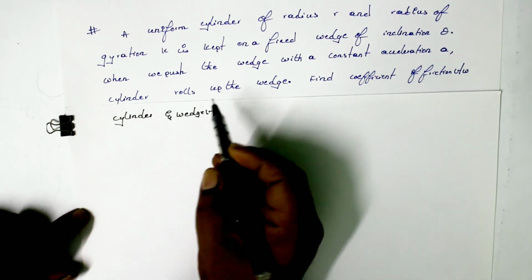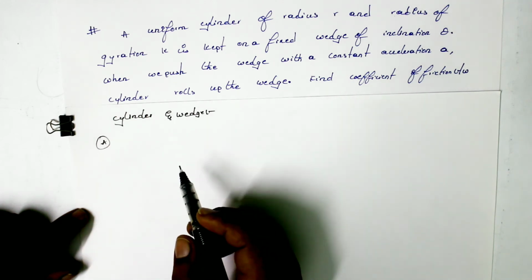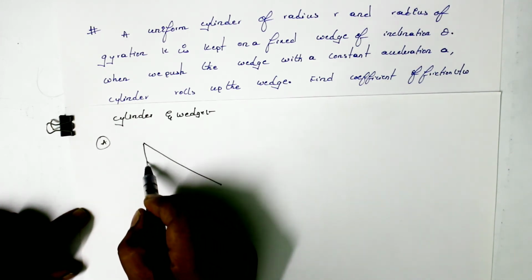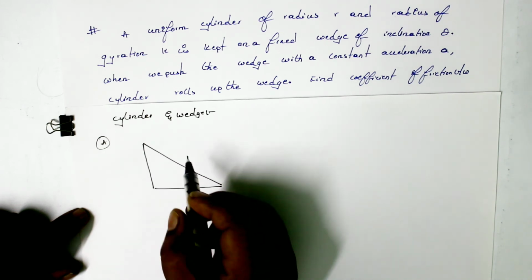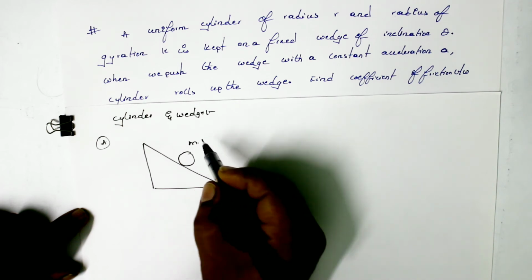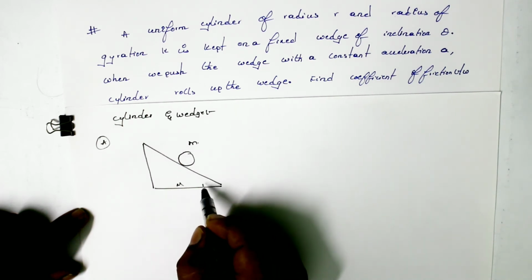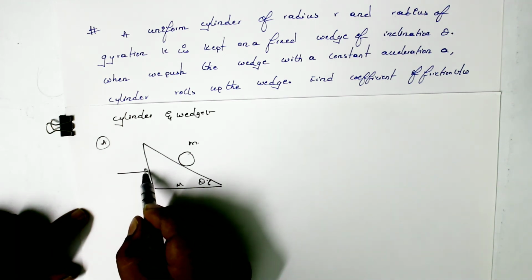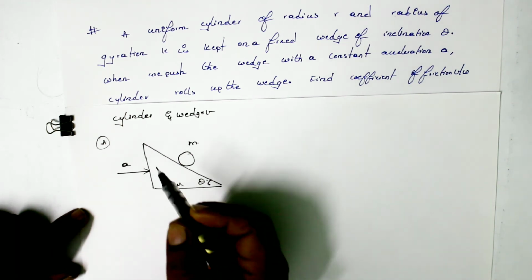So let us try to understand this question in the form of a diagram. This is the inclined wedge on which we are placing a cylinder of mass small m, and this is a wedge of mass capital M. This is the angle of inclination theta. So this wedge, we are accelerating with an acceleration of a.